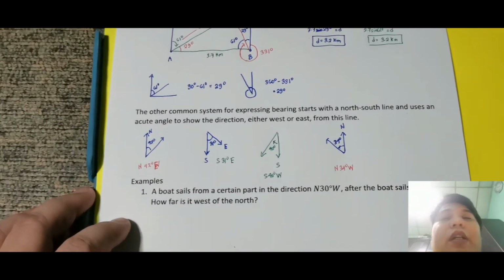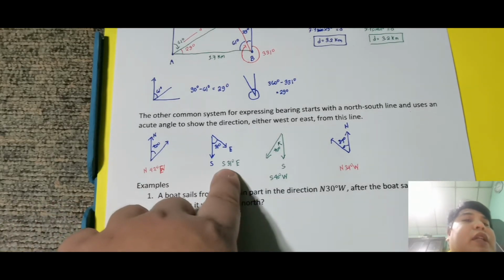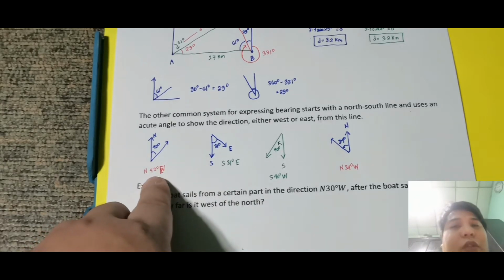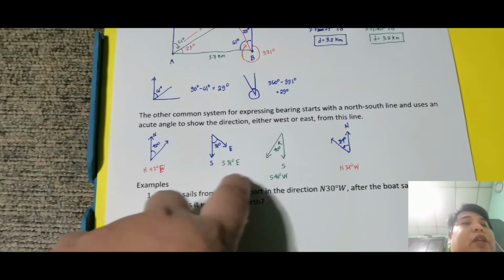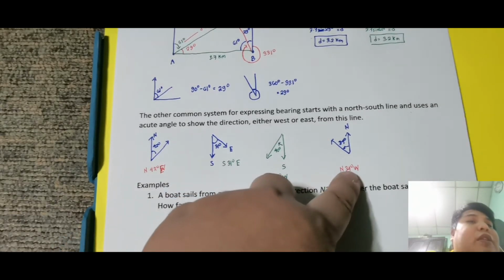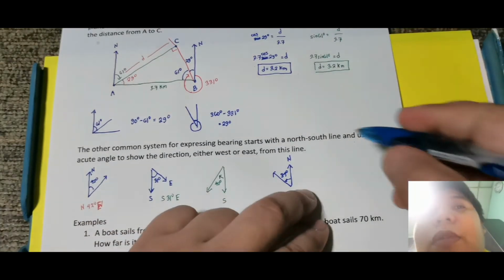Ayun, check ko na yung basa. Ang basa dito is 42 degrees east of north. Okay, ito ay 31 degrees east of south. So, alin nyo lang 42 degrees east of north kasi nasa east. 31 degrees east of south. 40 degrees west of south. 34 degrees west of north. Ganun yung basa dyan.